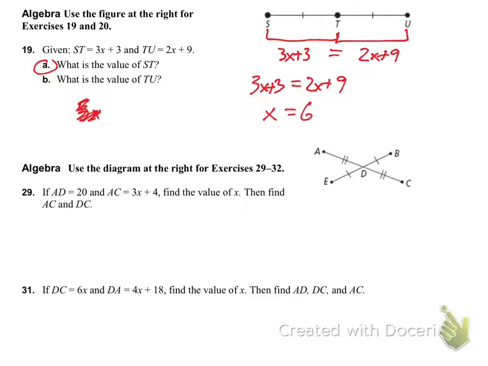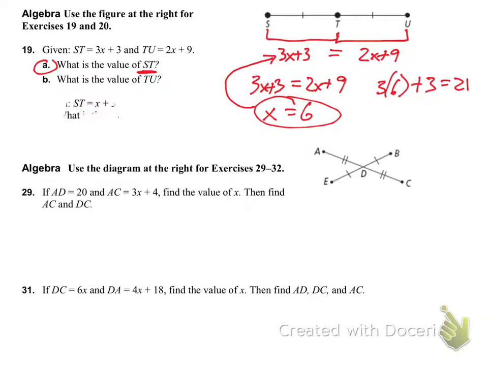The first question is asking what is the value of ST. So I'm going to take this 6 right here, and I'm going to put it in for 3x plus 3. So that would be 3 times 6 plus 3. So that'd be 18 plus 3, which is equal to 21. So I could say for A that ST is equal to 21.